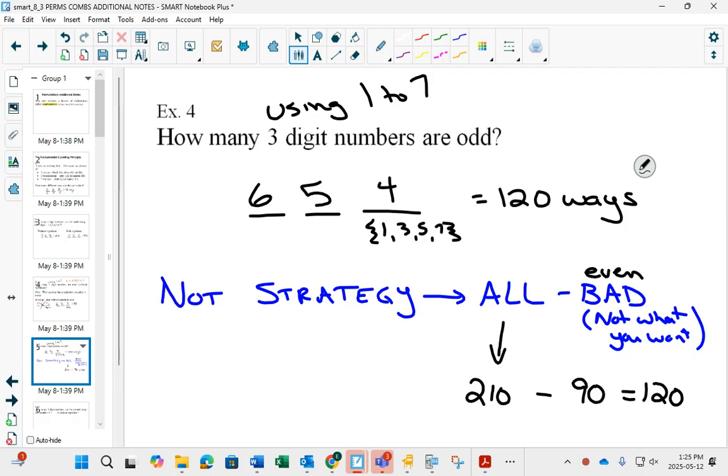So this is new for today. Restrictions. We deal with restrictions first. And the not strategy is new. We'll get some more questions with the not strategy as we go.